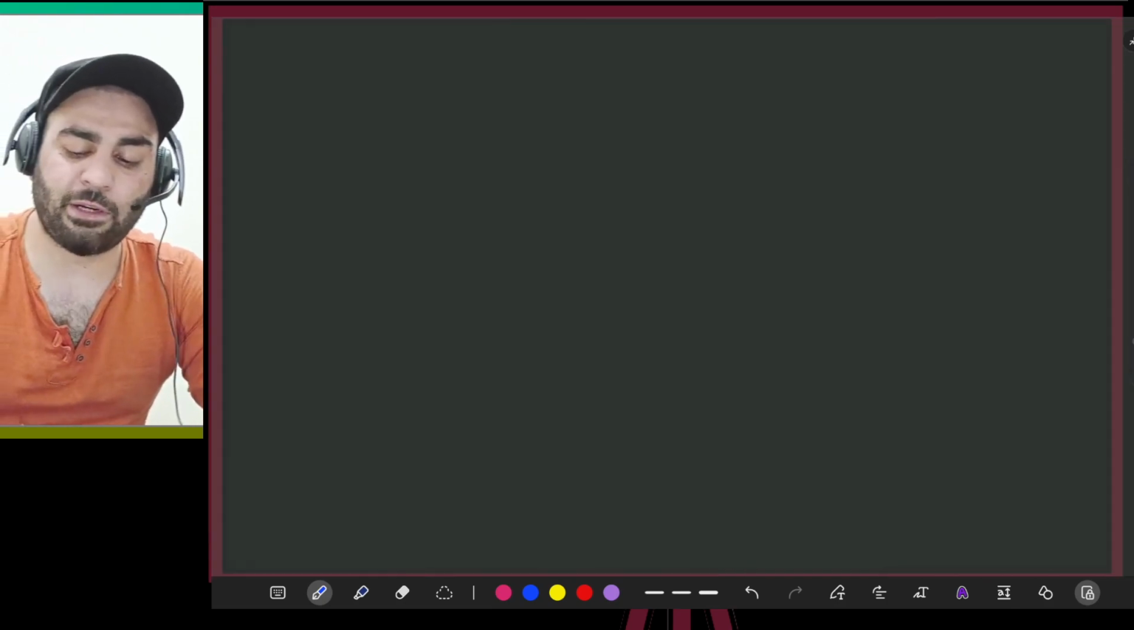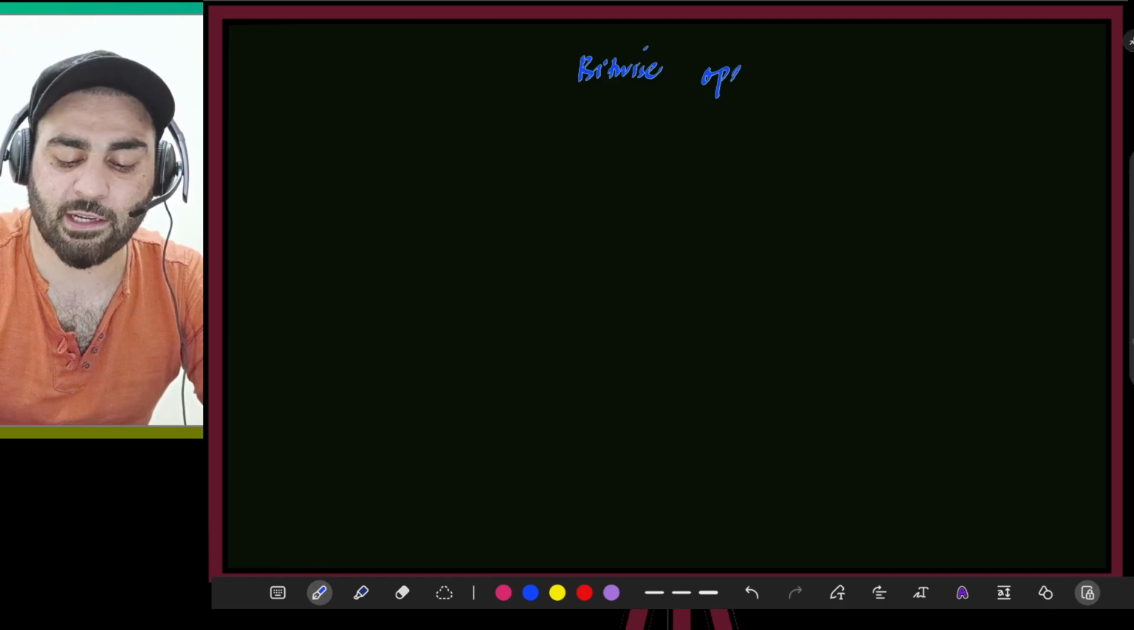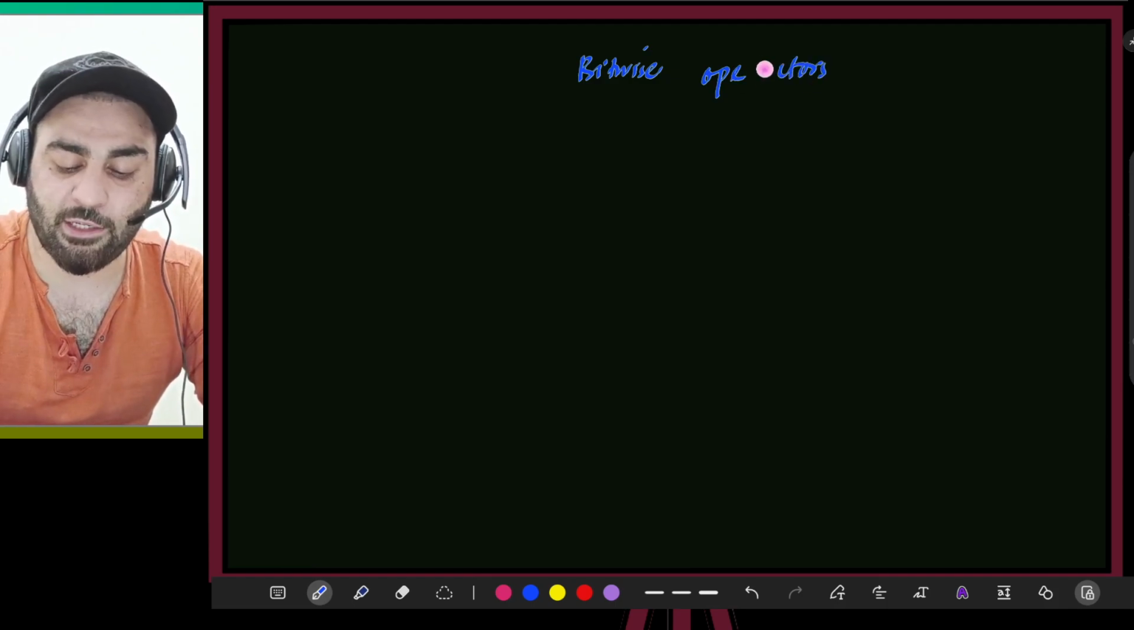Now we'll come to the bitwise operators. Now you know how these numbers are represented, so it should be easy to grasp these operators.